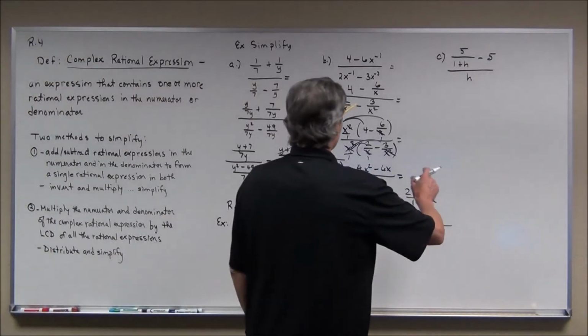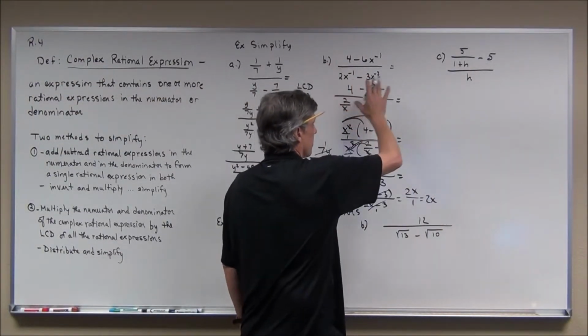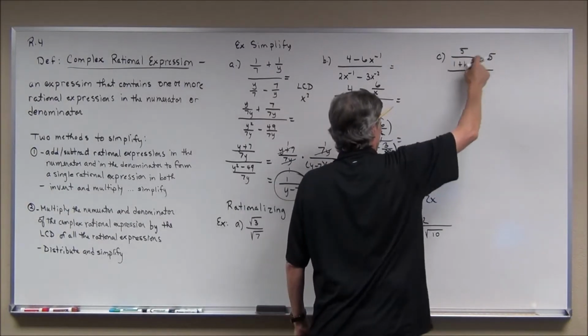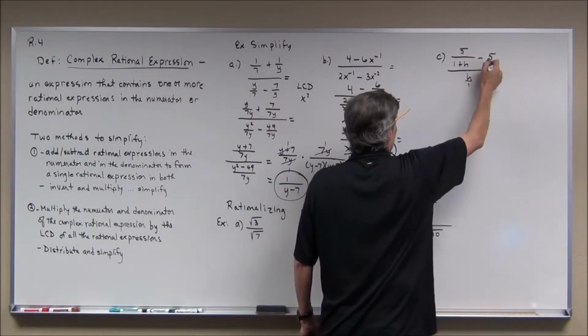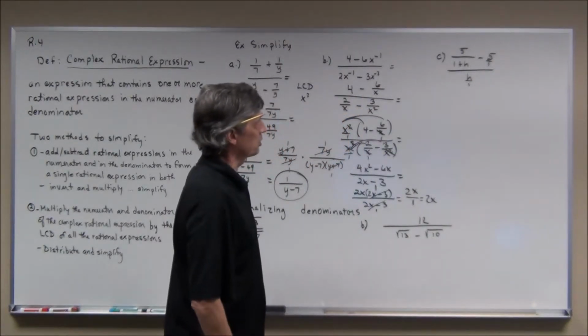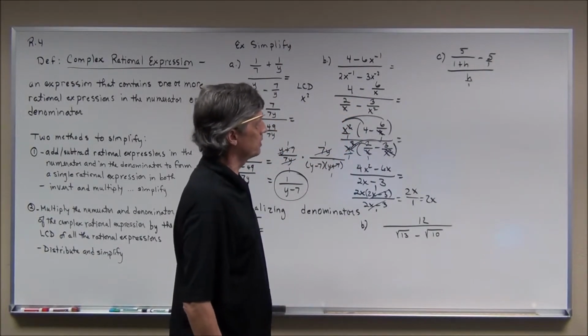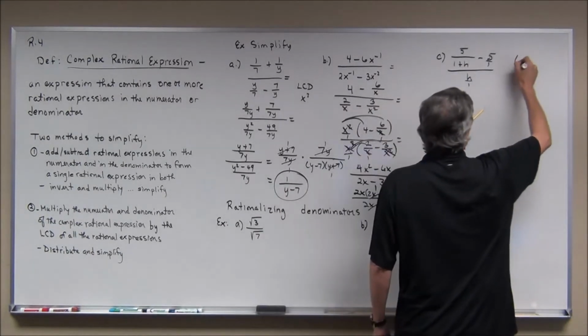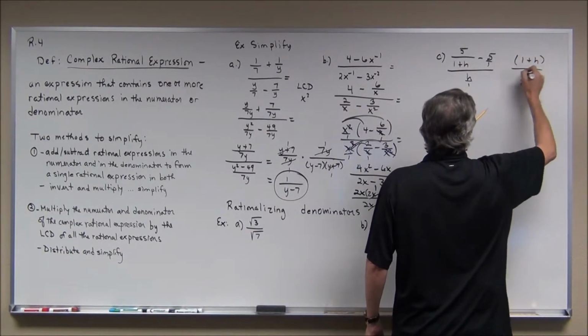So in this case, I'm going to use the second method again. I'm going to multiply. There's only one. It's this guy right here. I mean, that's over 1, that's over 1. There's only one rational expression within the rational expression, and the denominator is 1 plus h. So I am going to multiply by 1 plus h, top and bottom.